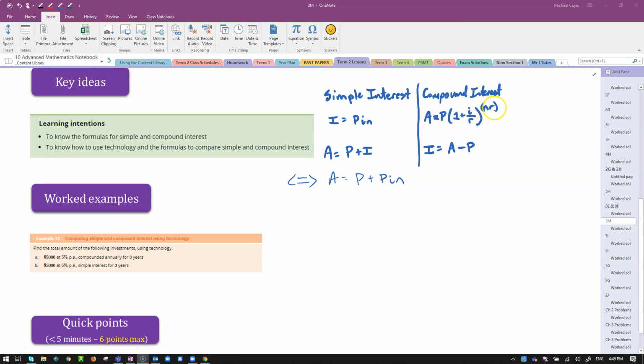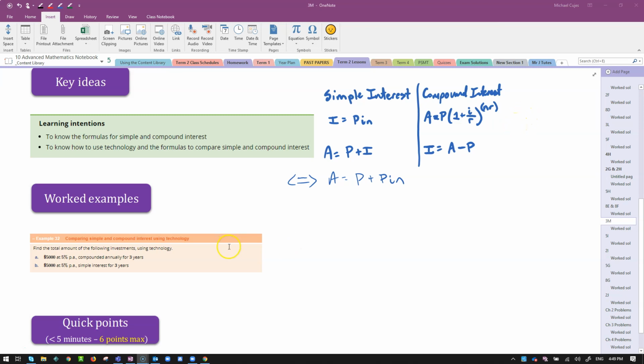I'm using the extended formula, the one where we've got the number of rests, so we can change how often it compounds. So the total amount we end up with is the principal bracket 1 plus the interest rate as a decimal divided by the number of rests, how often it compounds per year, all to the power of the total number of compounding periods, so the number of years times the number of rests.